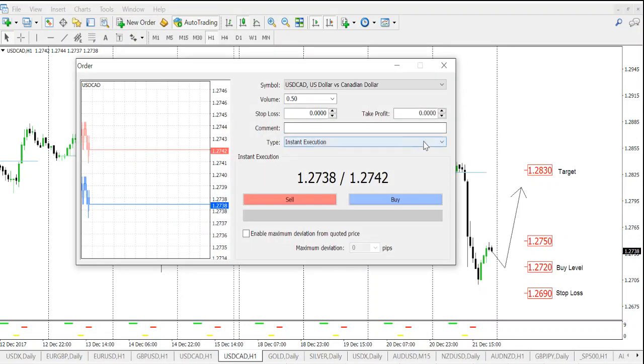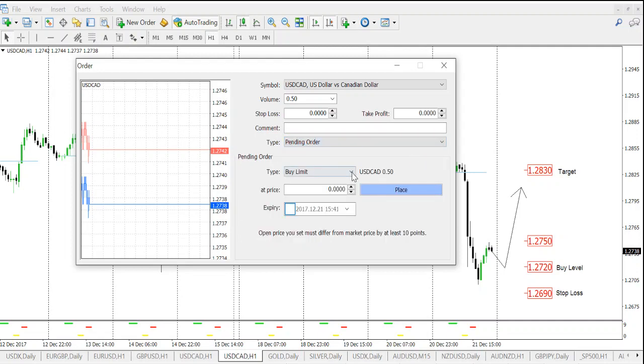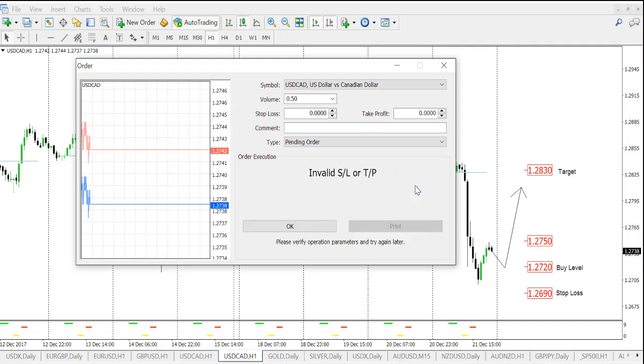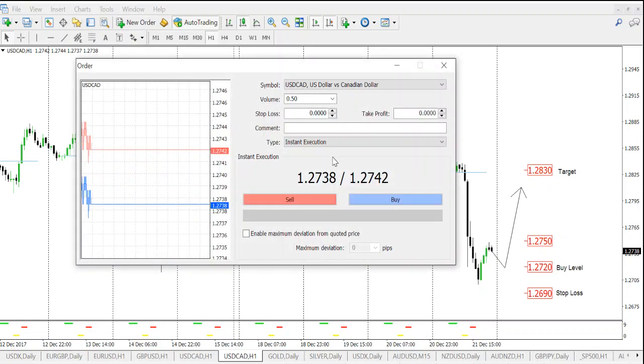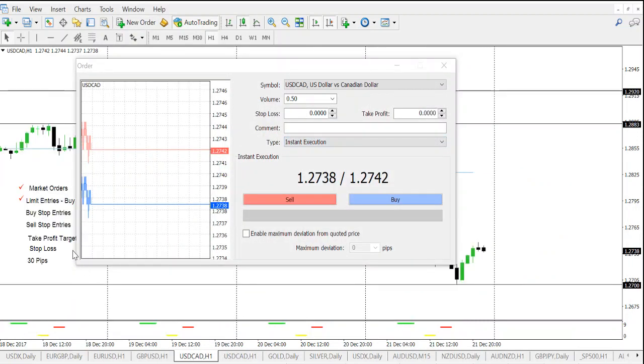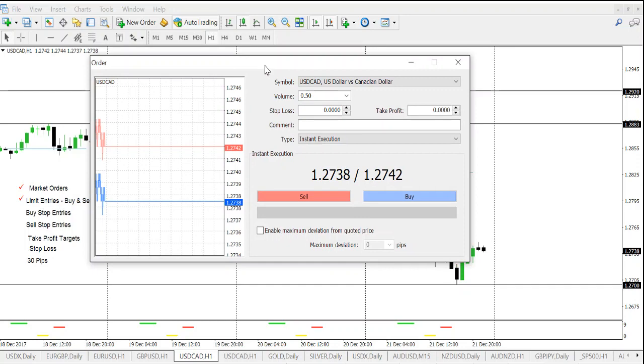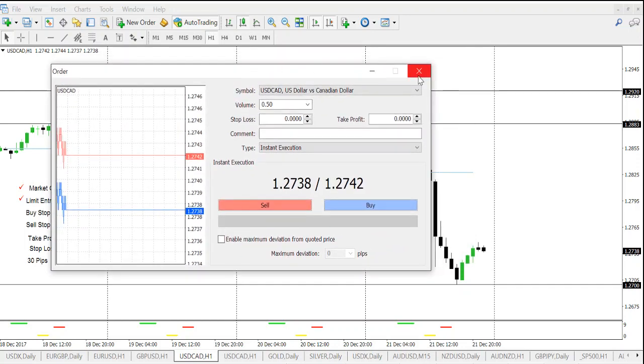I'll show you what I mean by that. So we go into a pending order. I want to do a buy limit at 127.50 and I hit place. It won't let me do it because price is above the market. If I wanted to get in at 127.50, I would basically have to wait in front of a computer for price to go up there and then get in at a market entry, or I can do something called a buy stop entry.